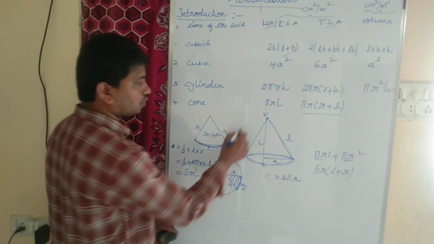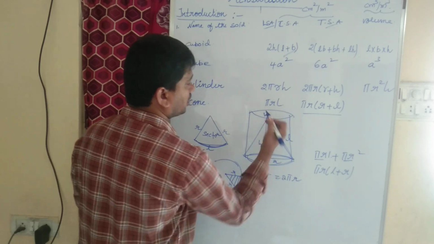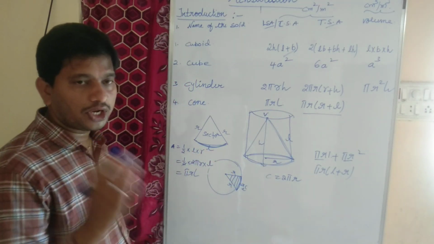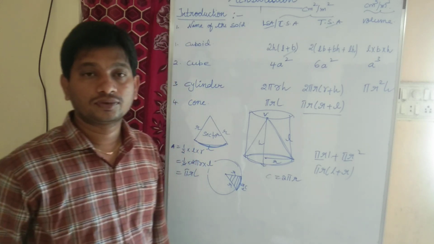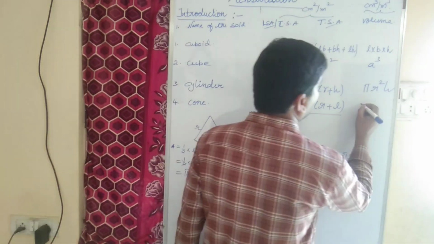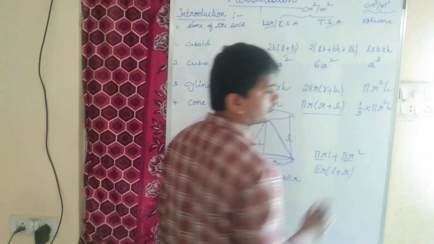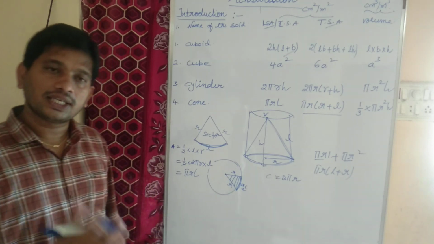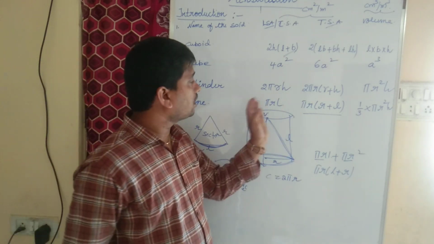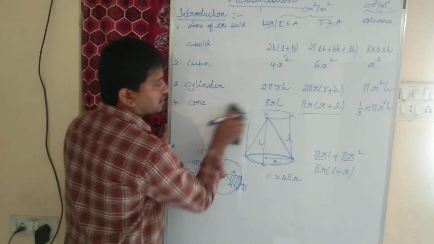If we put the cone into the cylinder, it occupies one third of the volume of the cylinder. So children, the volume of cone formula is 1 by 3 into pi r square h. Cone will occupy 1/3 of the volume of the cylinder. So the volume of cone is 1 by 3 into pi r square h. Right? This is about cone.